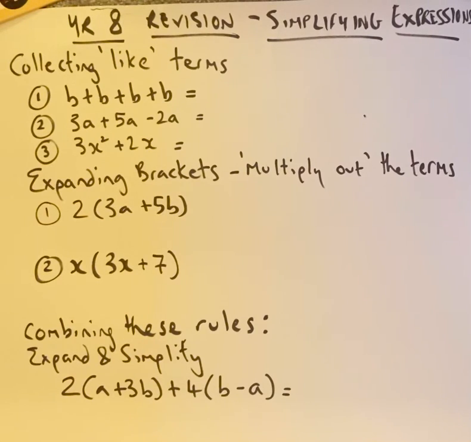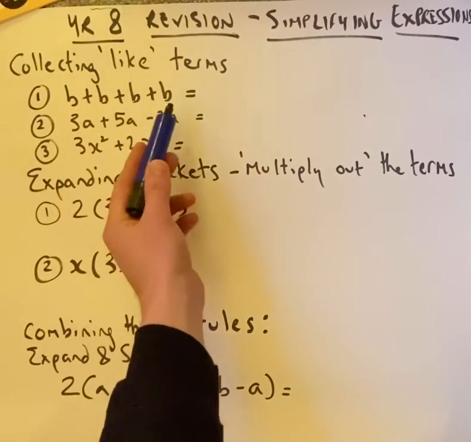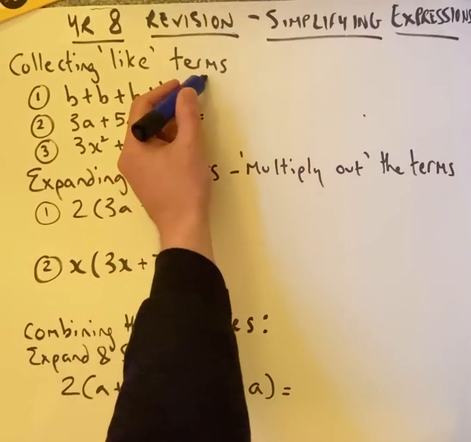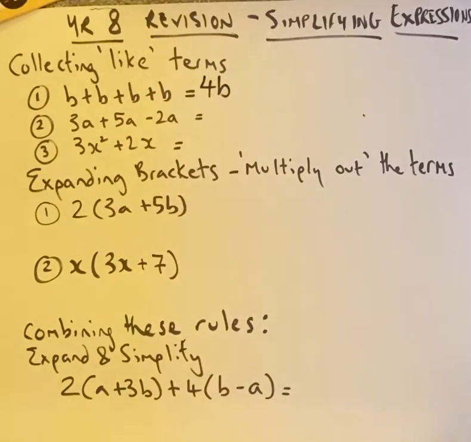And another example could be x squared add 5x squared. So that would be 6x squared because one lot of x squared plus 5 lots of x squared is 6 lots of x squared. So going through our examples then, we've got b plus b plus b plus b, which is 4 lots of b, which we're going to write as 4b.